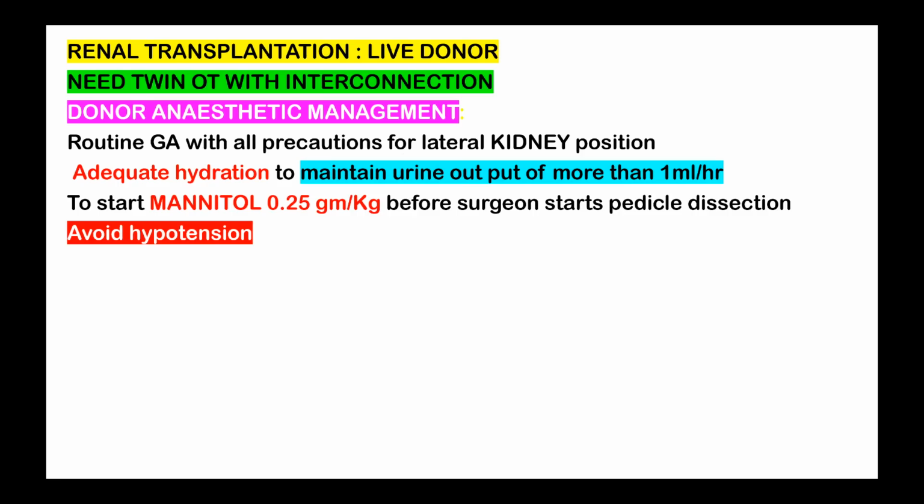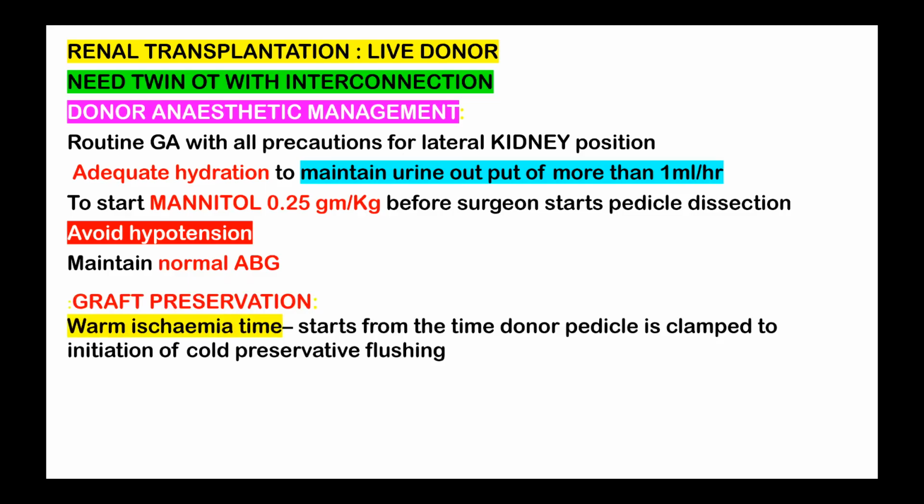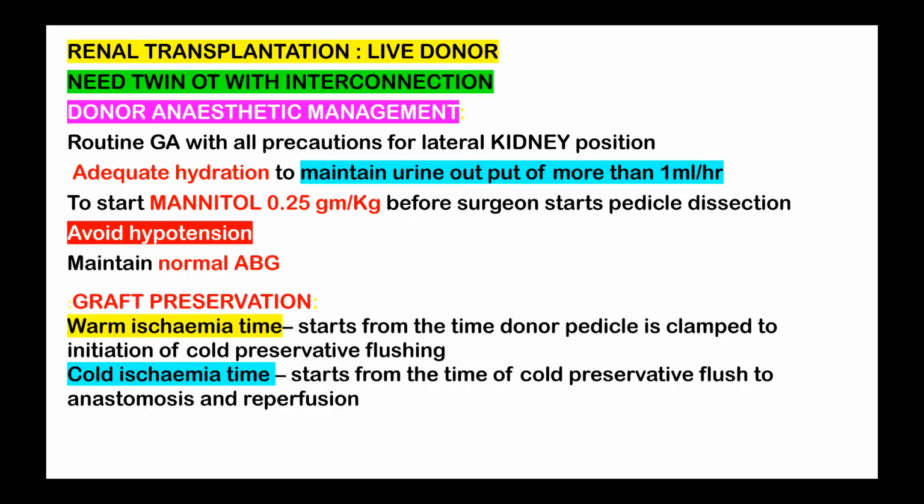Any intraoperative hypotension in the donor is to be totally avoided. That will cause acute kidney injury. So you must maintain normal ABG values in the donor. And for graft preservation, you have to know three terminologies. One is warm ischemia, which starts from the donor pedicle clamp to the time of perfusing the kidney with the cold perfusate fluid. Then cold ischemia starts from the time of the cold preservative flush to anastomosis and reperfusion.